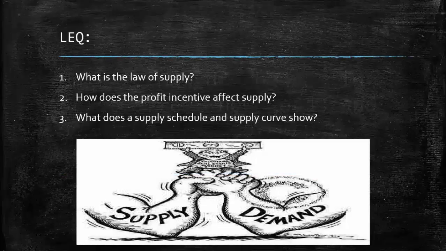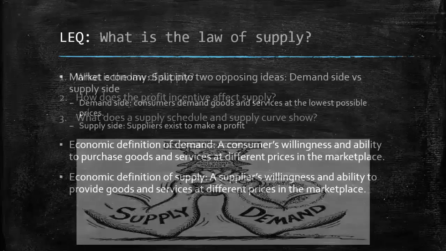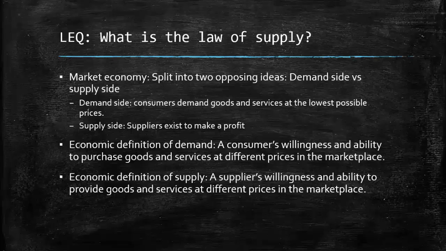Alright, we have 3 LEQs today. Do not fret though, the LEQs are relatively short. What is the law of supply? How does the profit incentive affect supply? And what does a supply schedule and a supply curve show? Alright, so let's do a quick review.